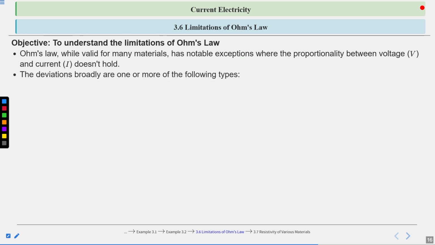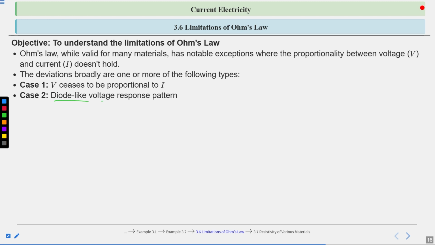The deviations broadly are one or more of the following types. We have divided these exceptions into three cases. Case 1: V ceases to be proportional to I due to some conditions. For a material it is proportional, but if we change the conditions or change something in the material, V stops being proportional to I, so the proportionality is disturbed.